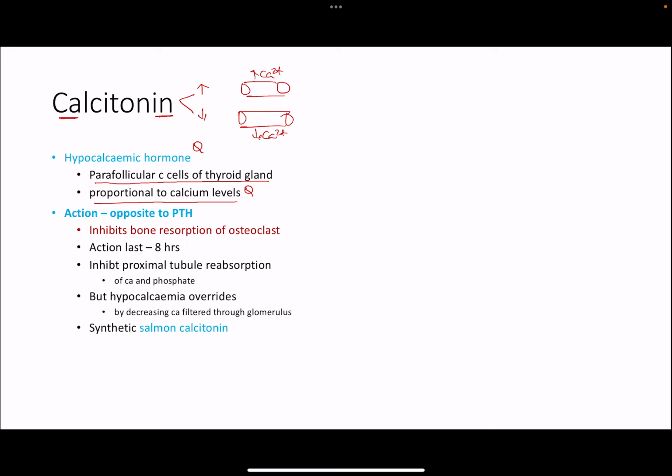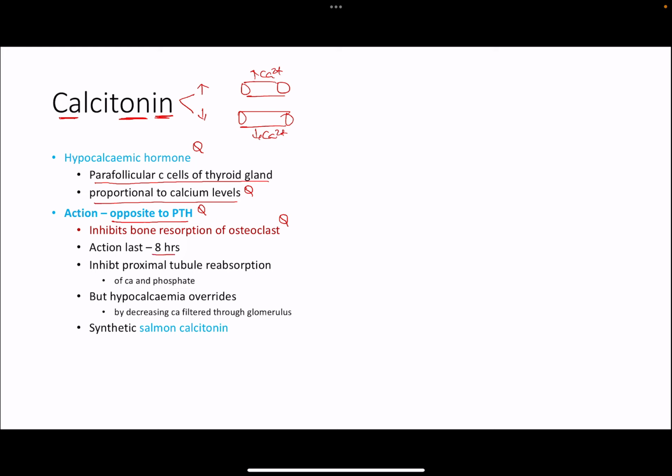Calcitonin has an action opposite to that of the parathyroid hormone, an opposite or negative action. So you can remember it as having a negative effect on the parathyroid hormone. That means parathyroid hormone is going to increase the calcium levels, whereas calcitonin inhibits the bone resorption by the osteoclasts, thereby decreasing the calcium levels in the blood. So basically calcitonin has the opposite effect to that of the parathyroid hormone. Very important. It acts by inhibiting the bone resorption by the osteoclasts.